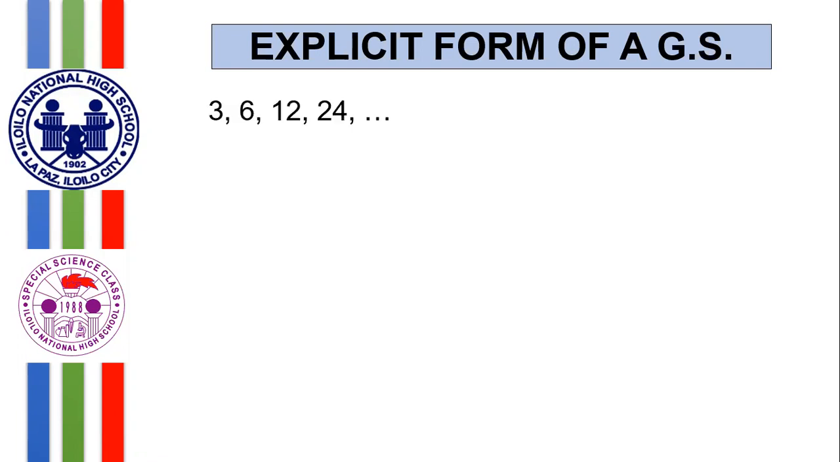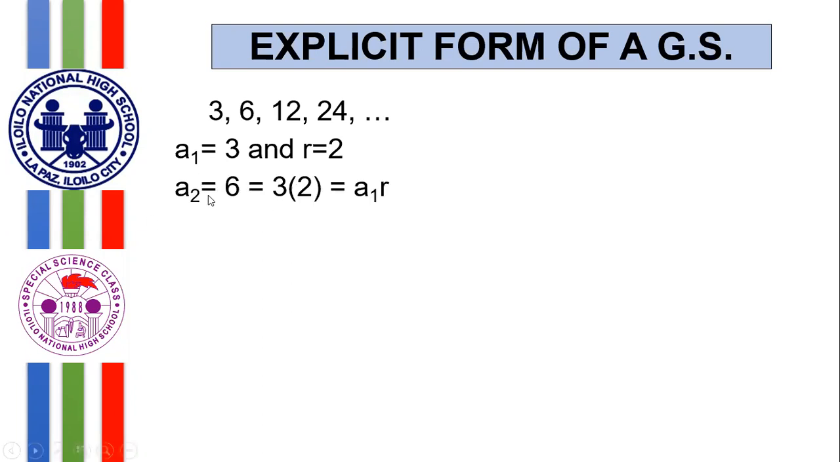Now, let's consider the same sequence. If you could see still, the first term is 3 and the common ratio is 2. From here, we could see that a sub 2 is 6. And our basis will be the first term. You multiplied the first term with a common ratio 1 time. So that's why I have here 3 times 2, which is a sub 1 times r, because 3 is your first term and your r is your common ratio.